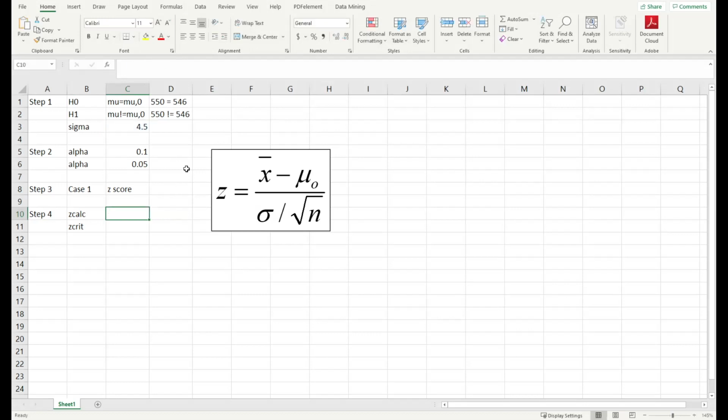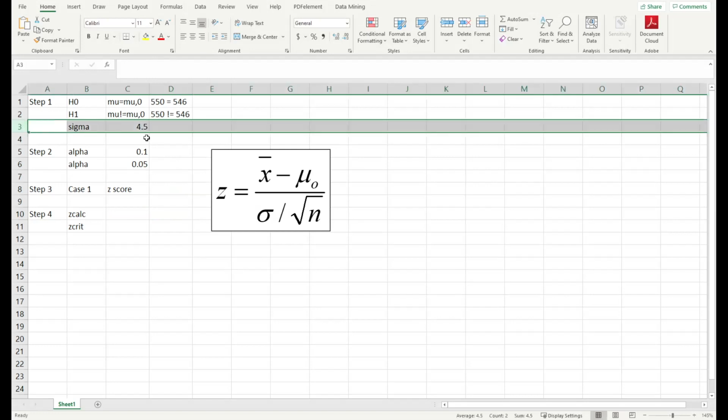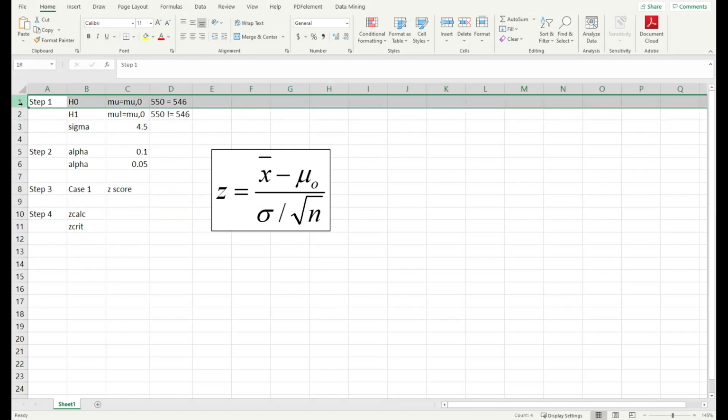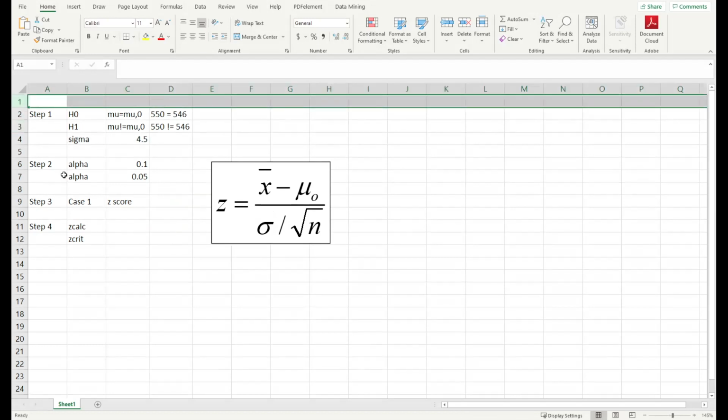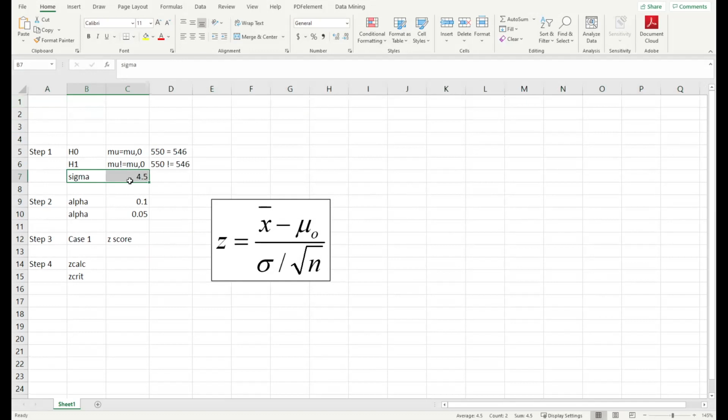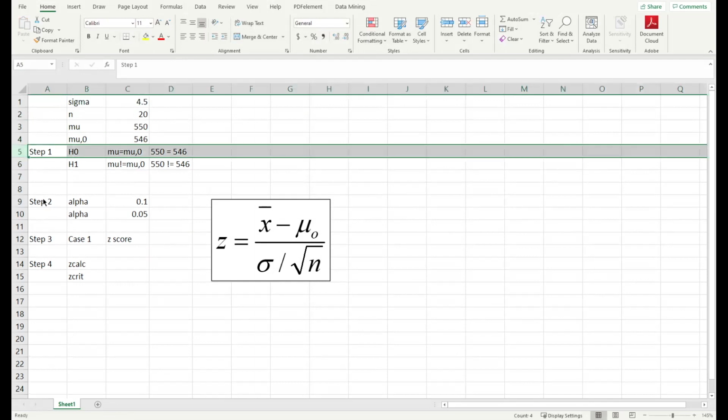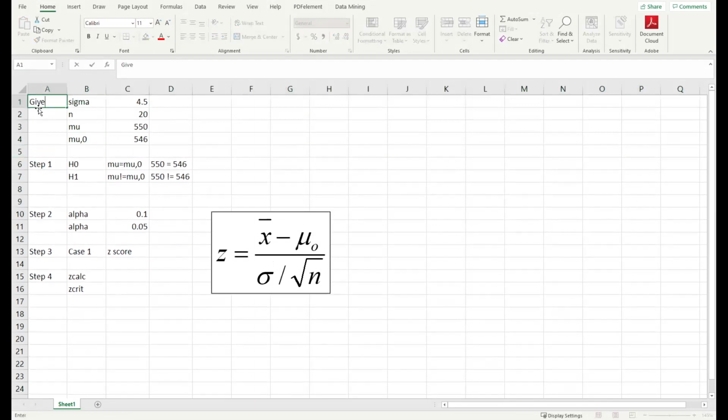Pwede palang ginawa natin, before tayo naglagay muna tayo ng given para mas malinis yung workflow natin. So pwedeng ginawa natin ganito. Tapos mu is equal to 550, mu naught is equal to 546. So para lang mas malinis, pwedeng ganito yung answer sheet natin. Okay?